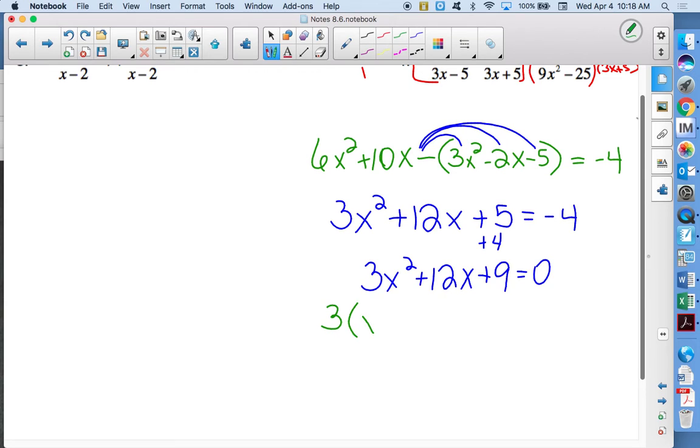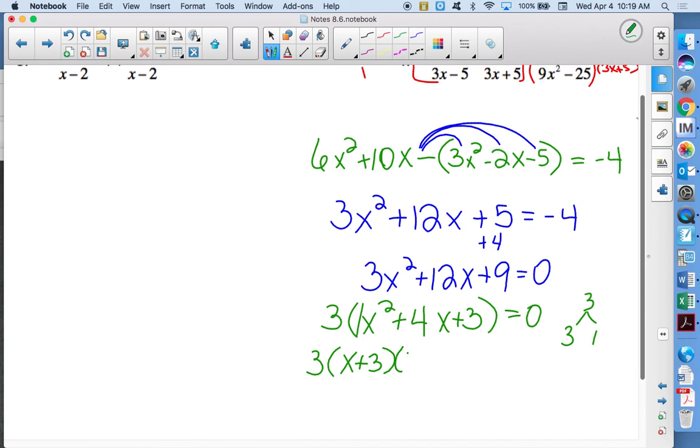So Jenna, what could we do to factor this? Yeah, take out a 3. And then Jenna, the two factors that make 3 are 3 and 1 that also add to be 4. This one you don't have to do the huge AC grouping process because it's just a 1 in front of that x squared. So you can just take those two factors, positive 3, positive 1, put them in your parentheses and then solve. So a negative 3 should be one solution and a negative 1 is the other.